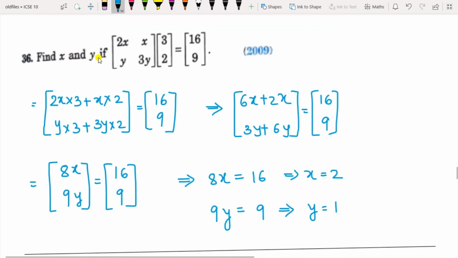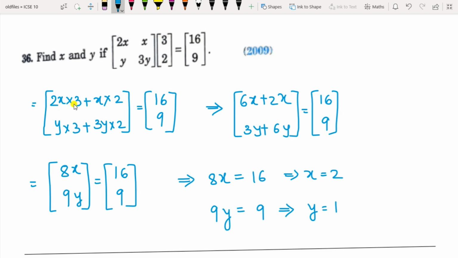Find the value of x and y if this matrix multiplied by 3 by 2 will be equal to 16 by 9. Okay, so multiply these two: 2x into 3 plus x into 2, y into 3 plus 3y into 2 equal to 16 upon 9. This was asked in 2009.